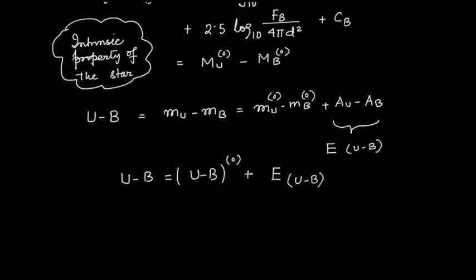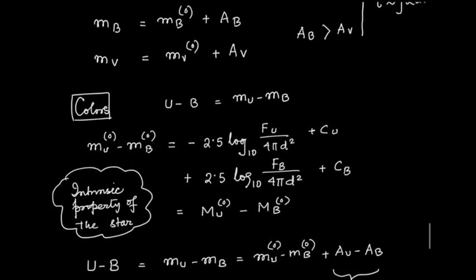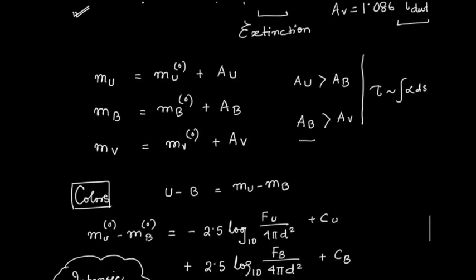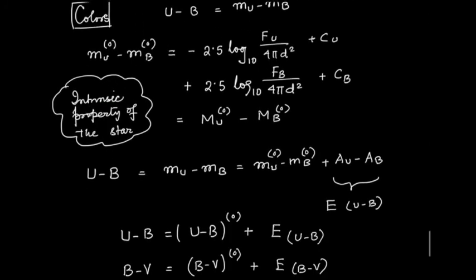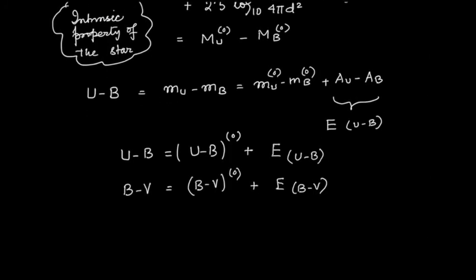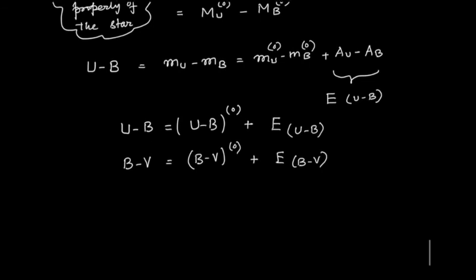And similarly, just like U minus B, I have another color defined, which is called B minus V, which is B minus V 0 plus the excess B minus V color. So the B minus V excess will be AB minus AV. And just remember that AB minus AV will be greater than 0 and AU minus AV will be greater than 0 in most of the cases. There are regions where it is not true, but this is the basic.